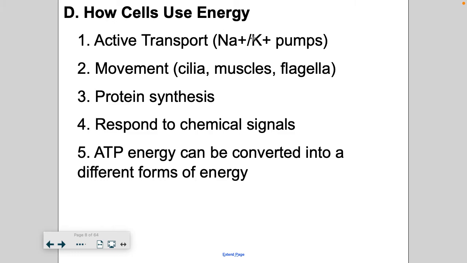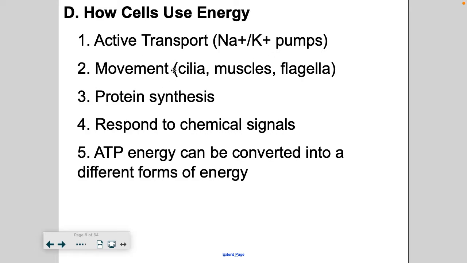All right, so how cells use energy. This is just a snapshot of what cells use ATP for, but the big one is active transport, which we discussed in a previous chapter. The movement of molecules from low to high, and you're going against the concentration gradient, so it requires energy. So sodium potassium pumps are involved in neuron signaling and muscle contractions.